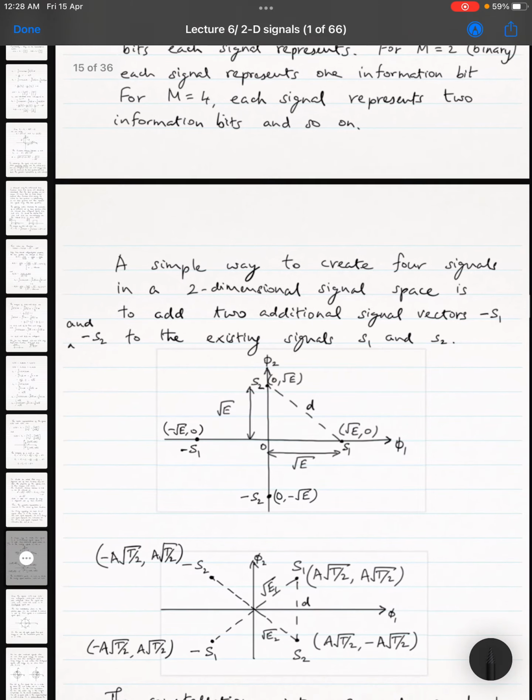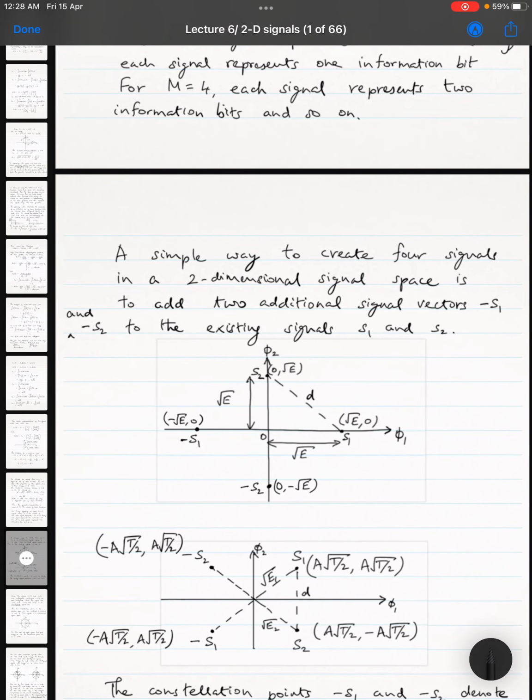A simple way of doing that is to simply create the negative version of each of these signals. So for the signal S1, which we had earlier, we create a negative version of the signal S1 as minus S1. So it is diametrically opposite to the signal S1. That means it is at 180 degrees angle from the signal S1. So if this is root E and 0, the coordinates for the negative value is minus root E and 0.